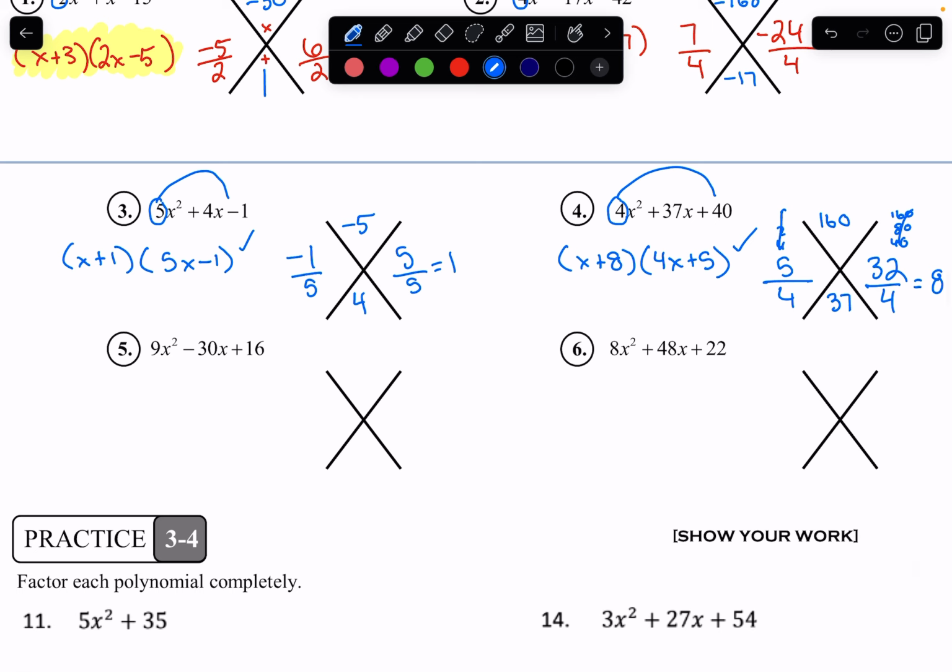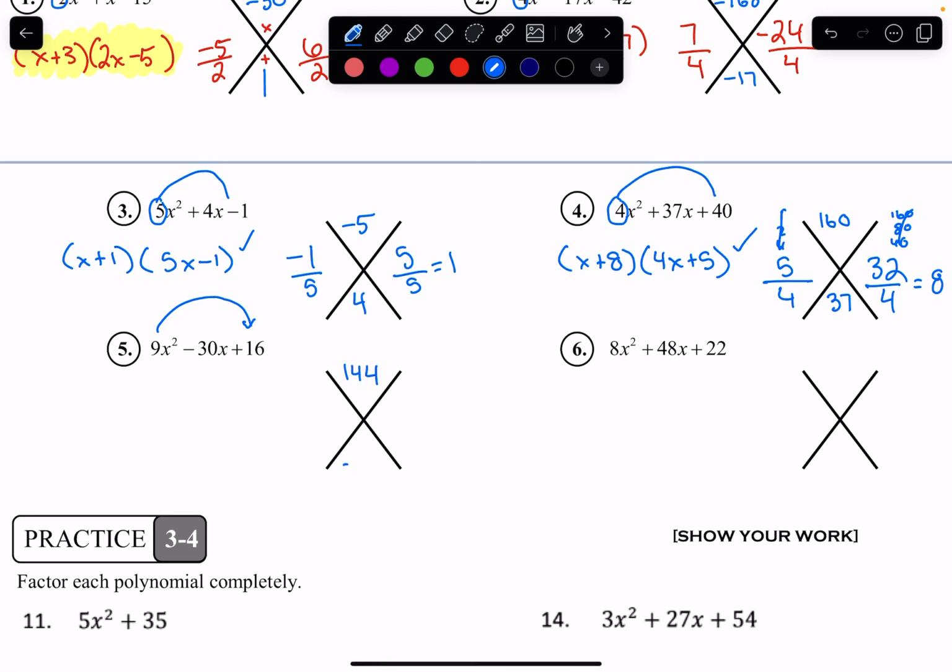Nothing factors out of this one either. I thought this might be one where we could factor something out, but it doesn't. 9, negative 30, and 16, nothing goes into each of those. So again, I'm going to do 9 times 16, which I think is 144. If I'm wrong, delete the video, switch teachers, take another class because I don't know what I'm doing.